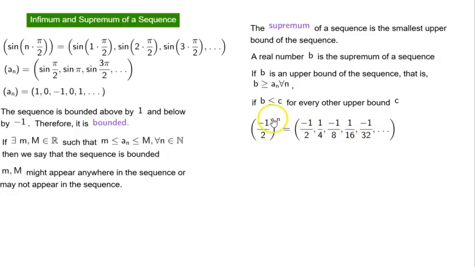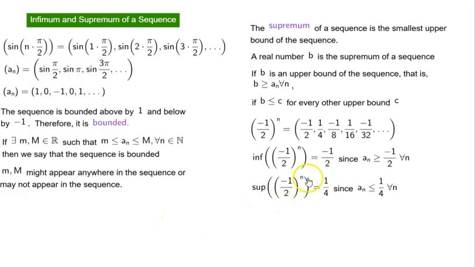We have the sequence minus 1 by 2 to the power of n, which is equal to minus 1 by 2, 1 by 4, minus 1 by 8, 1 by 16, minus 1 by 32, and so on. Infimum is what? It is minus 1 by 2. Just try to confirm this. Minus 1 by 2 is equal to minus 1 by 2. 1 by 4 is greater than minus 1 by 2. Minus 1 by 8 is greater than minus 1 by 2. And so on. So, here, what is supremum?